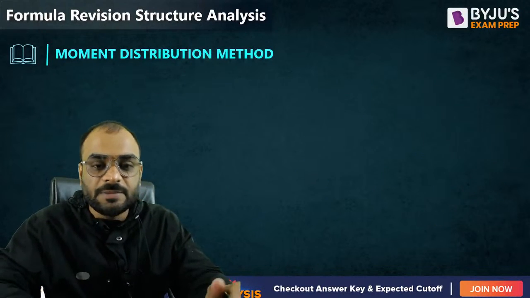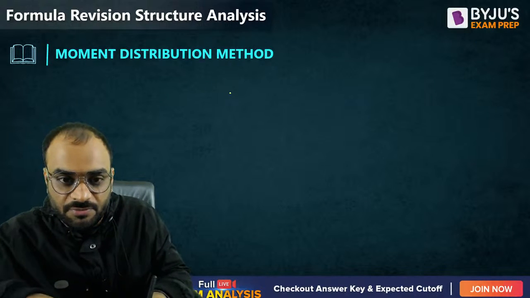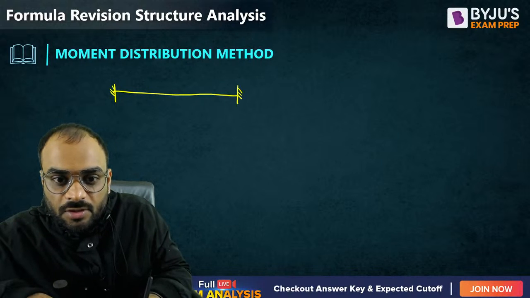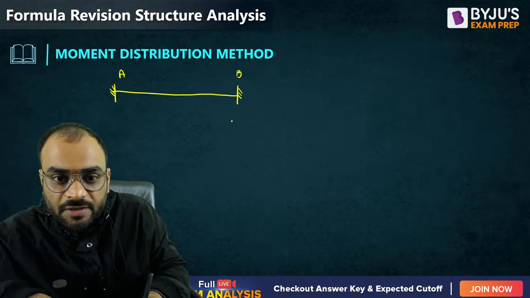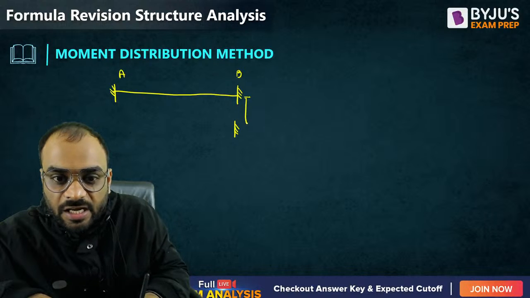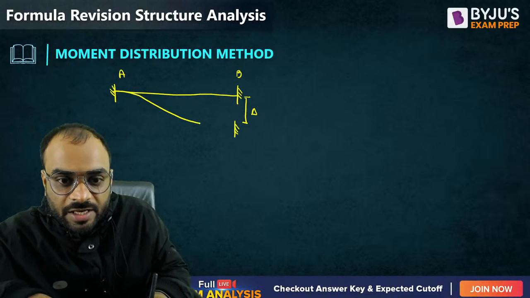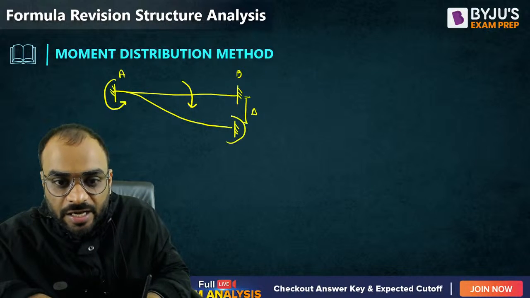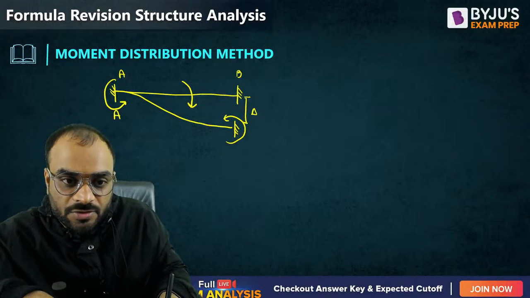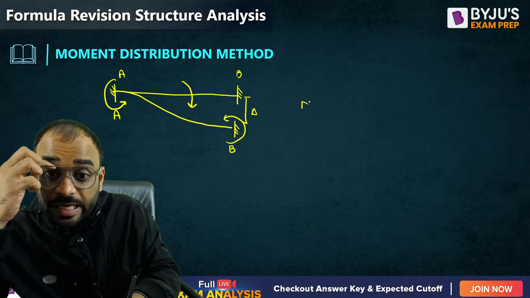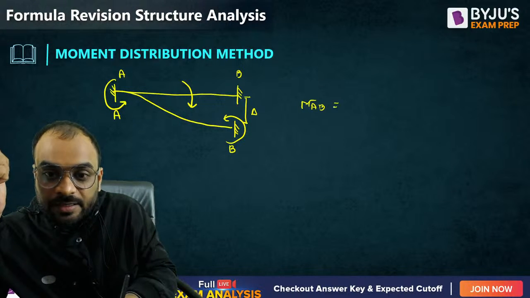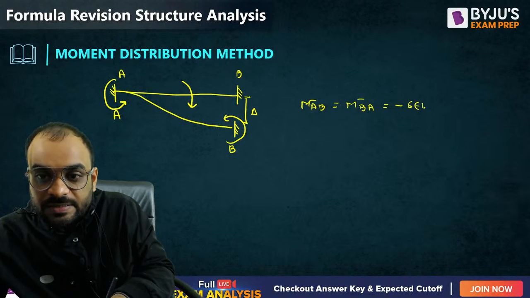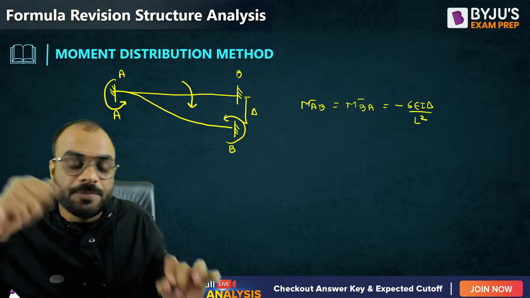Okay. But let us suppose, guys, you have a settlement of support condition. For settlement of support condition, kindly remember these formulas. Let us suppose this is support A and this is support B. If support B settles down by some delta, so our direction of settlement is this. So it is clockwise. Then the moments at ends A and B will be anti-clockwise. So MAB bar and MBA bar, both values will be the same and equal to minus 6 EI delta by L square, right?